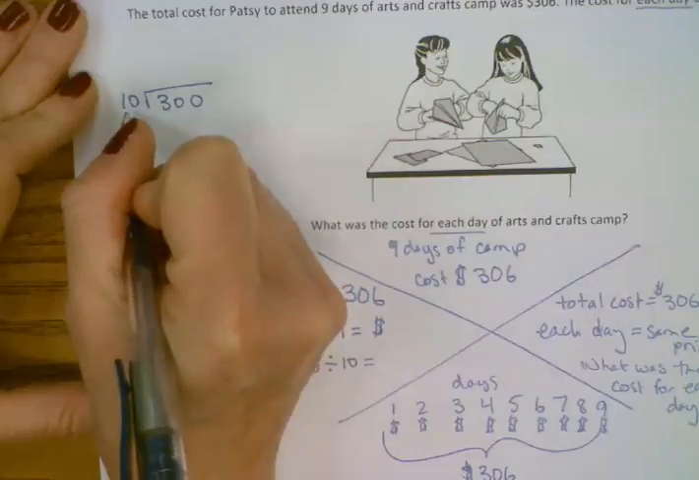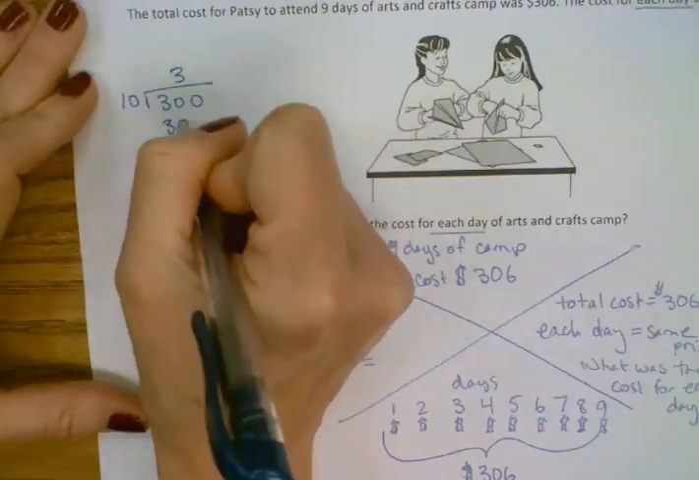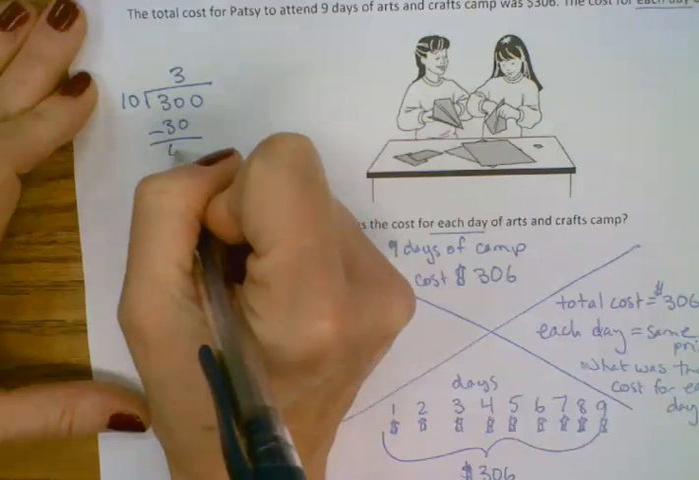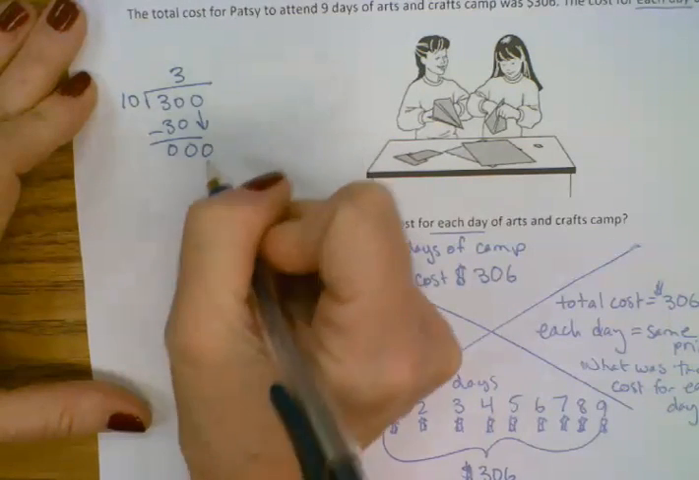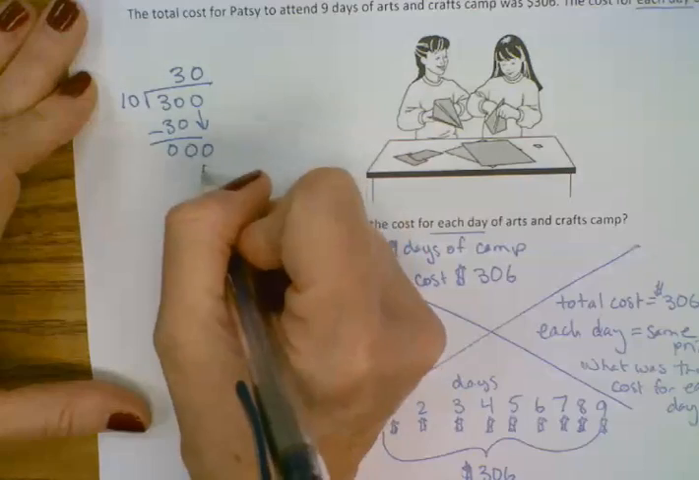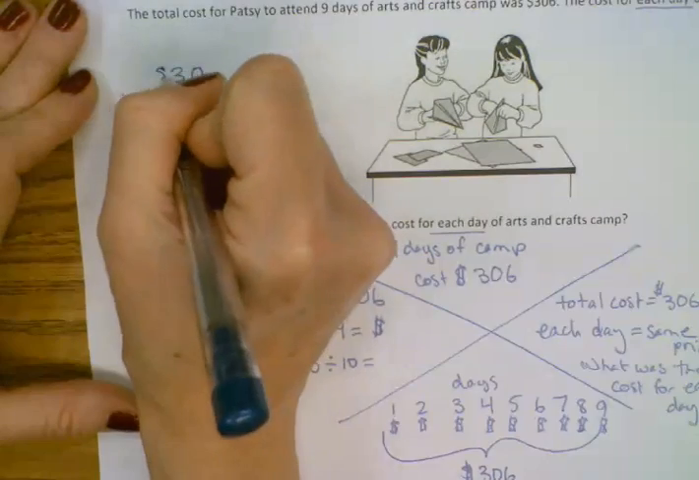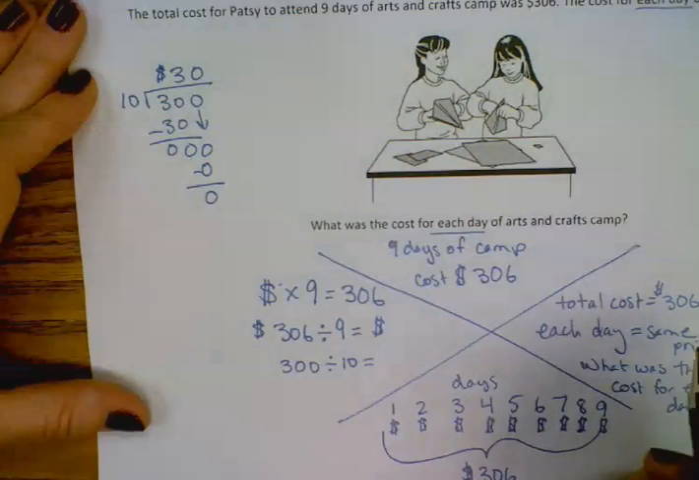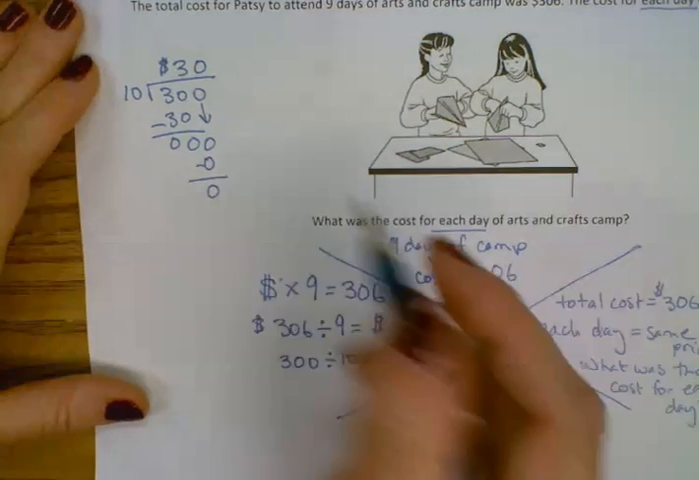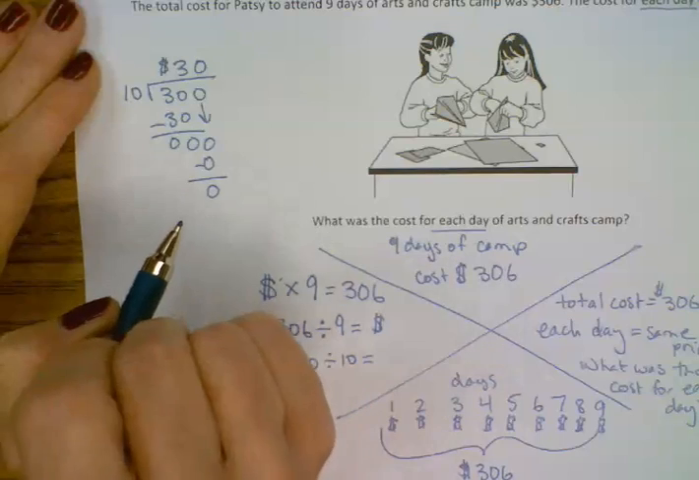I can see 10 goes into 30 3 times. 3 times 10 is 30. Bring down a 0. 10 does not go into 0 at all. 10 times 0 is 0. I don't have a remainder, so my answer should be it's about $30 per day. You can try this out in a different way to solve the division that works for you.